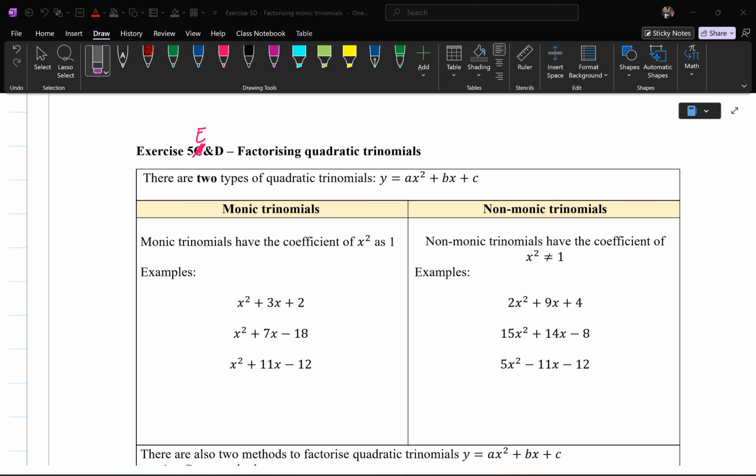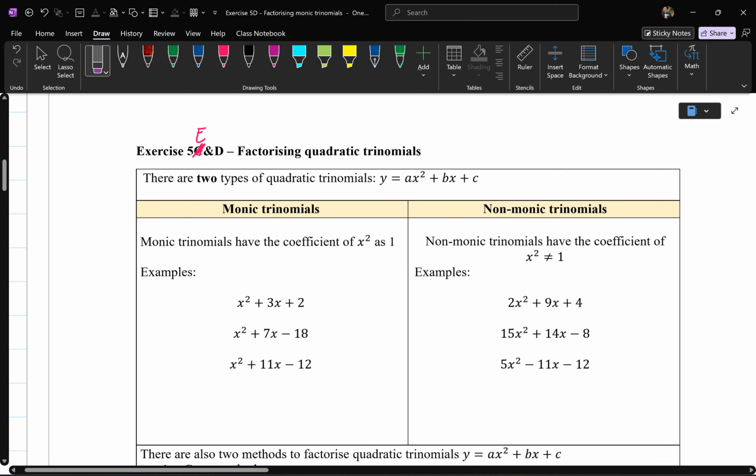So far, you've learned from chapter 7 what a parabola looks like. I taught you how to read transformations. Then we started 5A, 5B last week where I told you there were 3 key formulas. One was distributive law.